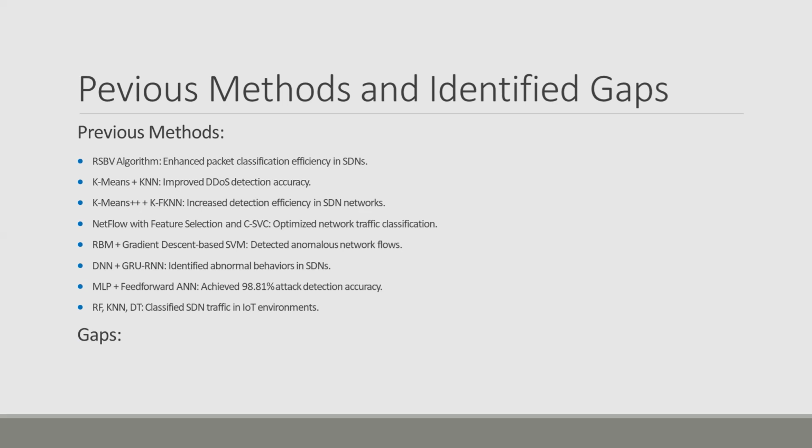In deep learning, deep neural networks and gated recurrent units are used for abnormal activity detection. Additionally, multi-layer perceptrons and feed-forward artificial neural networks have proven effective in attack detection, achieving high accuracy rates.